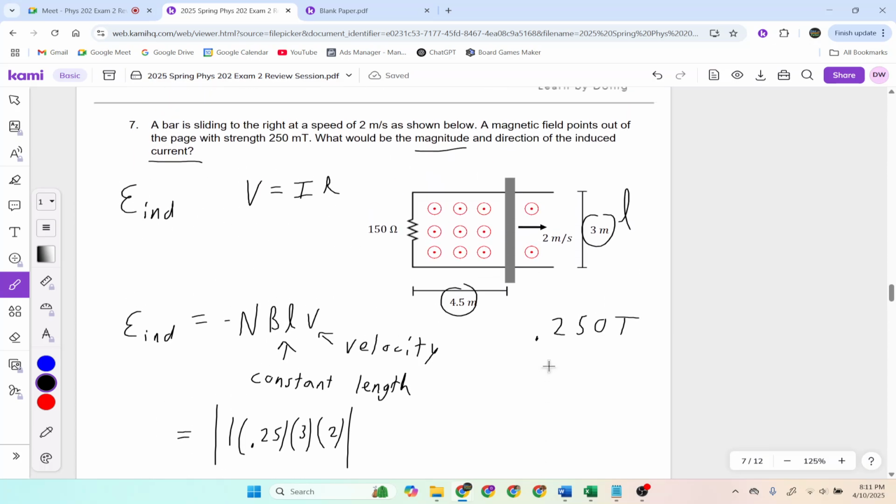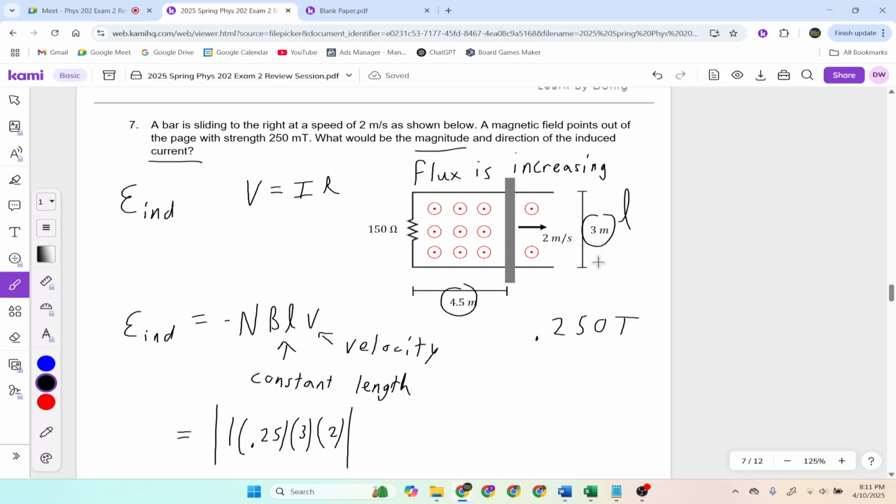So now for the direction, I have to do the right hand rule. This is fun. Step 1, what is the change in flux? As the bar moves to the right, my flux is increasing, because you're getting a bigger area here as I move to the right, so more flux. So we know flux is increasing.